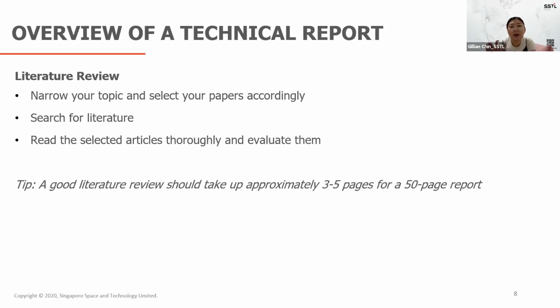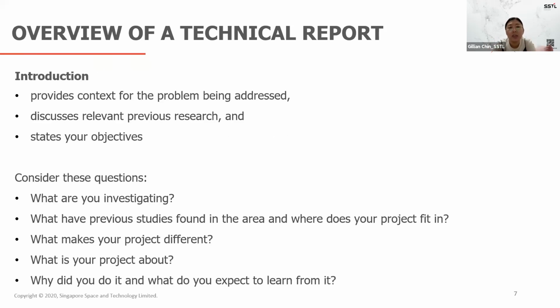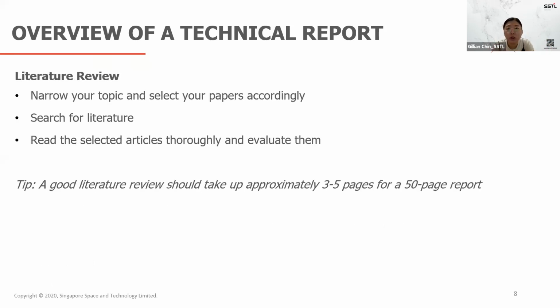Next is the literature review. This is the part that a lot of people tend to overlook. I don't know why, but it seems to be a very common thing. How do you write a good literature review? Firstly, narrow down your topic. This is where these questions come in very handy. What are you investigating? What is making your project different? Where do you find the gaps? So narrow down your topic and select your papers accordingly.